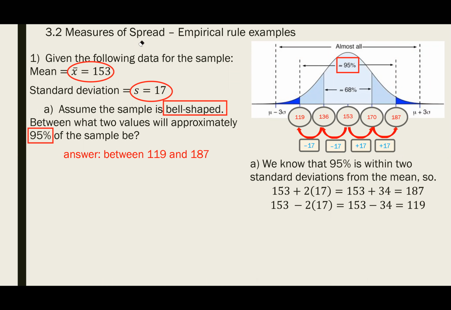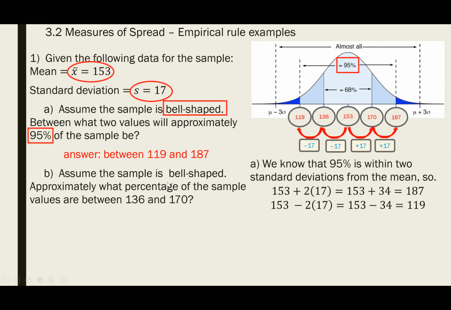And similarly for B, do you see that they ask us, assume that this is a bell-shaped curve, approximately what is the percentage of the sample between 136 and 170? Well, we got this, right? We got this, ladies and gentlemen. 136 is right here. We got the number that we needed. 136 is here and 170 is here. So what is that item? You can see that between those two values is 68%.